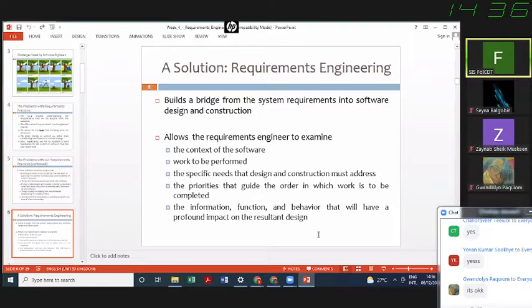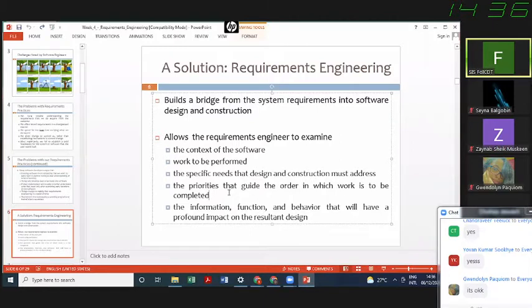It allows the requirements engineer to examine the context of the software. So he has to analyze the context of the software: the work to be performed, the specific needs that design and construction must address, and the priorities that guide the order in which the work needs to be completed. So here we find that the requirements engineer has a number of tasks, and has to examine the context of the software.